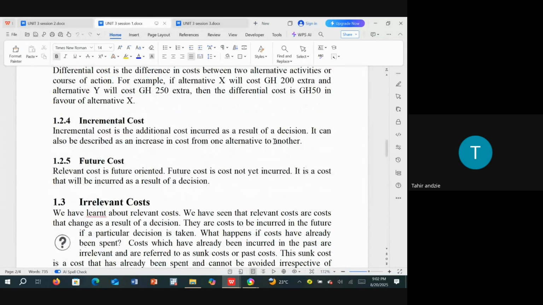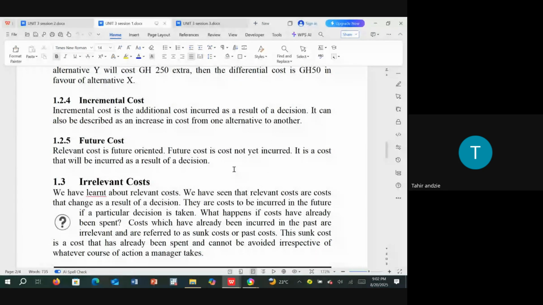Okay, so then future cost. Future cost is a cost that is not yet incurred. If you have not incurred a cost yet and it will be incurred in years to come, that is a future cost. But you cannot define future cost as cost that will be incurred in the future. So don't define future cost that way. Just say future cost is a cost that has not yet been incurred, and it is a cost that will be incurred as a result of a management decision, right?